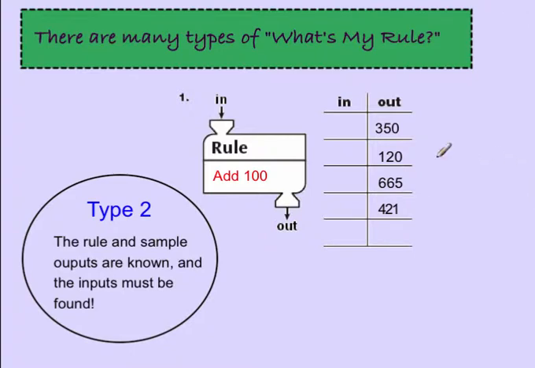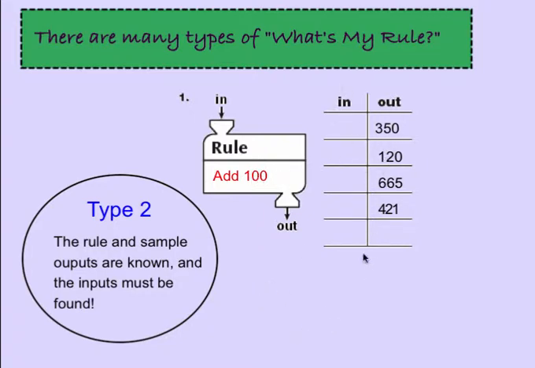The next one is a little bit trickier. Here we know the rule, which is add 100, and we also know the outputs. But this time, we don't know what number is going in. So it's actually kind of backwards now. It's like we're putting the out number down here, and we can work backwards to figure out what number we're going to put in, or you can do this another way too, where you know the rule is to add 100. So I might write something like this.